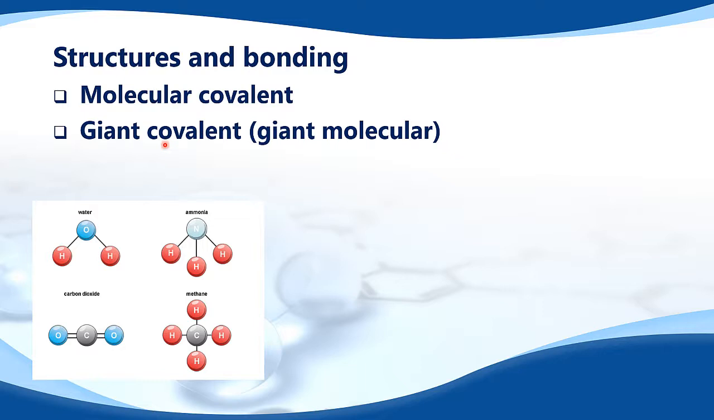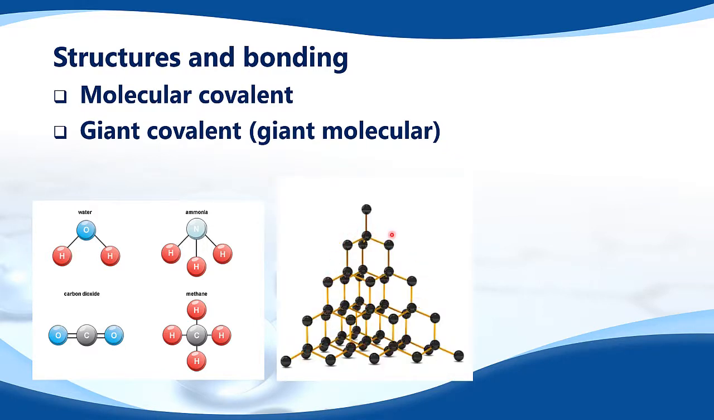Next is giant covalent or giant molecular. Here we have the structure of diamond. This is a giant covalent structure. If you compare the molecular covalent here and the giant covalent, you can see that molecular covalent forms individual molecules, whereas in giant covalent structures, you don't really have an individual molecule. It's just a giant structure of atoms all joined by covalent bonds.